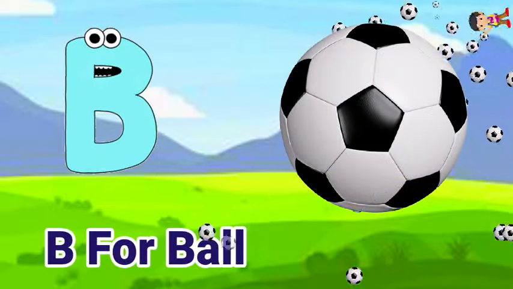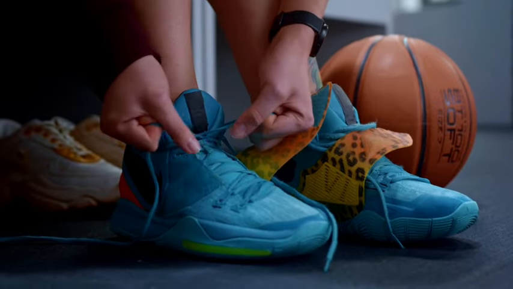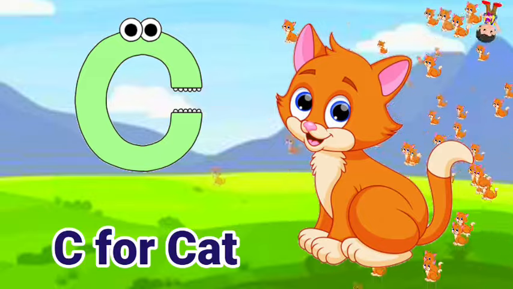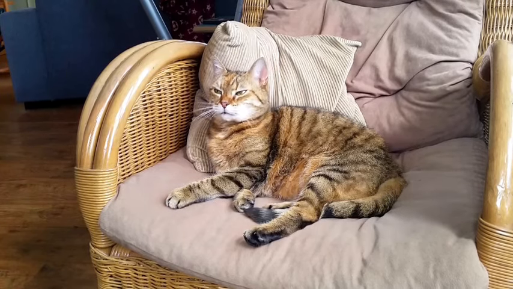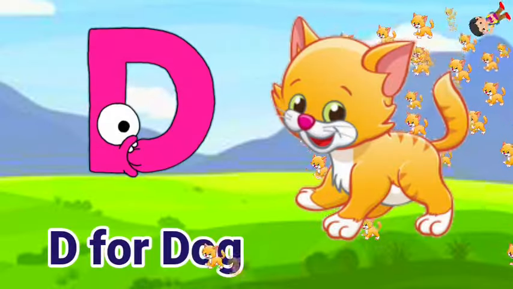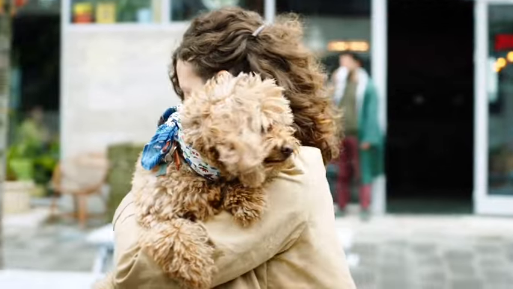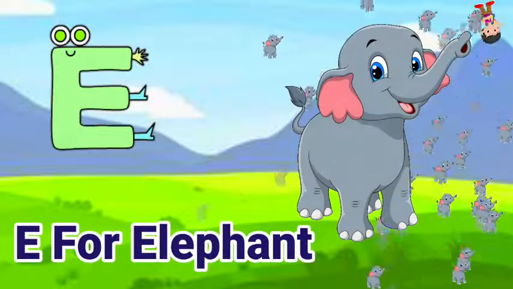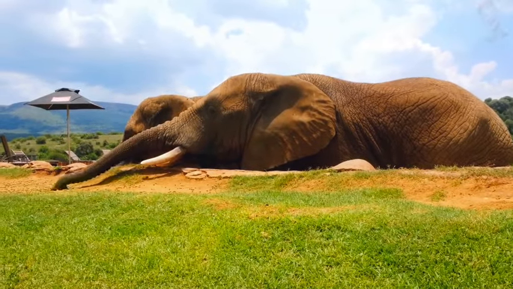Apple means sale. B for ball. Ball means gend. C for cat. Cat means billy. D for dog. Dog means kutta. E for elephant. Elephant means hathi.